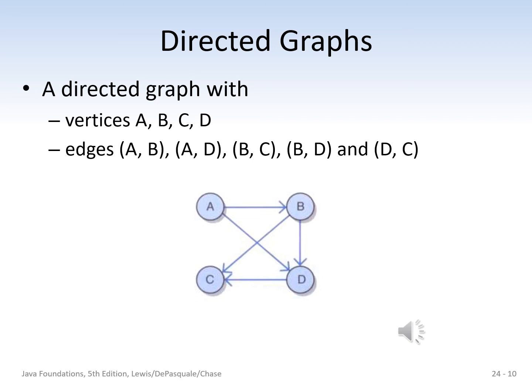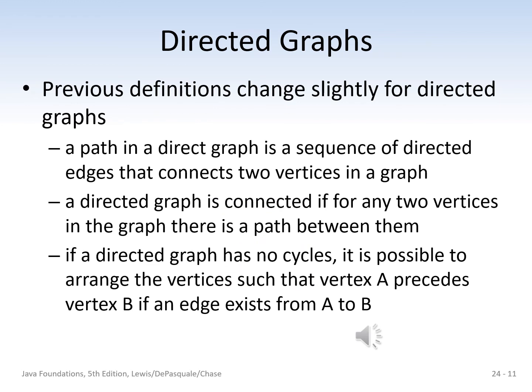So the edge AB can only be traversed from A to B. That's not to say that we couldn't also have an edge that was BA, but it would not be the same edge. It would be a separate directional edge. So some of the definitions we used for terms associated with undirected graphs change slightly for directed graphs.